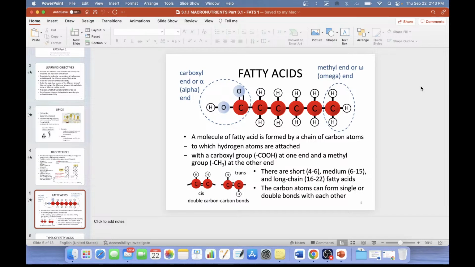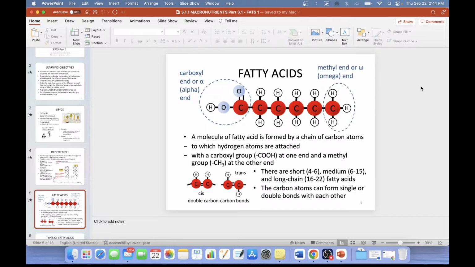And the chain of carbon atoms has a variable number of carbons. That is, each fatty acid is characterized by its own number of carbon atoms. That's called the length of the chain. And then there are the 2 ends. There is the alpha end, which is a carboxyl group, and then there is the omega end, which is a methyl group.